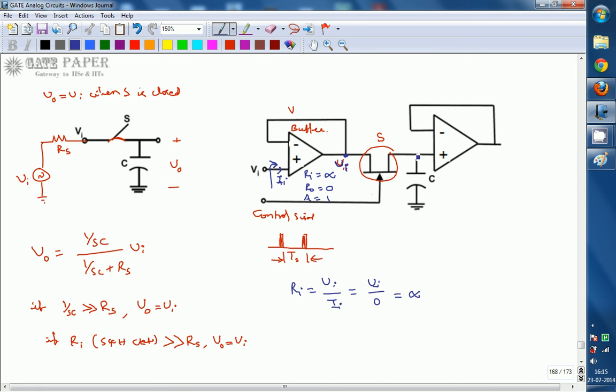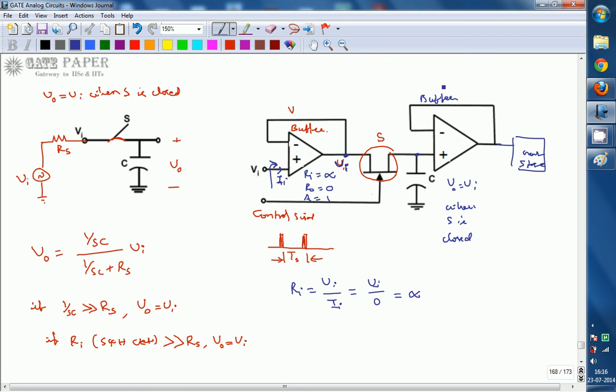So directly you are going to get the output V0 equal to Vi when switch S is closed. And again, if you are going to apply this output towards any other circuit, that is the next stage, then if you apply this output directly, that will load the input impedance of the next stage. So again you must use a buffer. So again this is going to be a buffer.